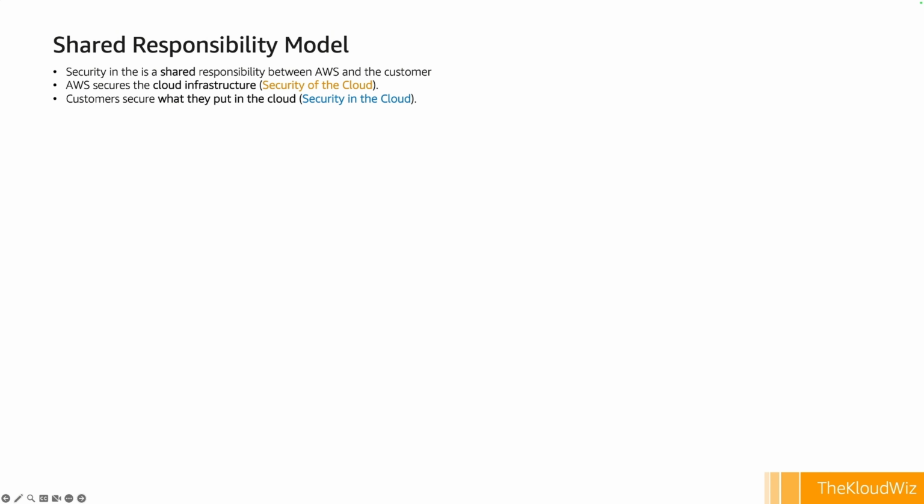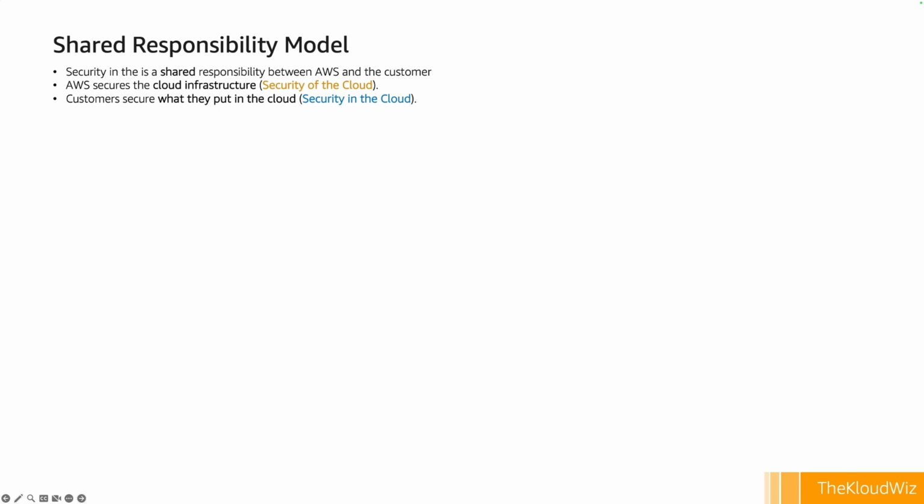This is TheKloudWiz. Today, we are going to talk about the AWS shared responsibility model. Now, responsibility, as far as using cloud infrastructure is concerned, is shared among AWS and their customer. AWS is responsible for the security of the cloud, whilst the customer is responsible for security in the cloud. This means AWS is responsible for the physical infrastructure. So talk of the data centers, the servers, and the hardware equipment.